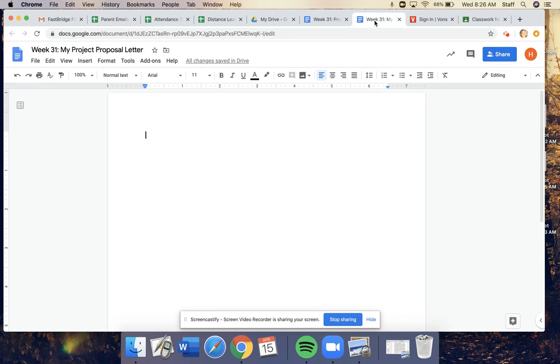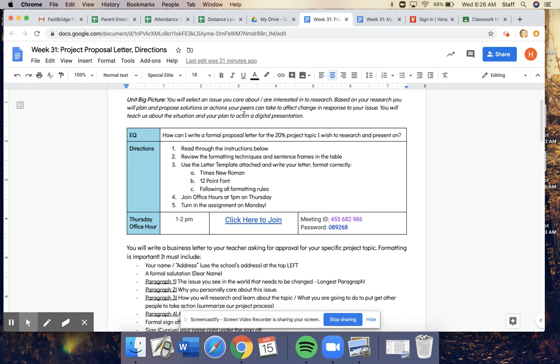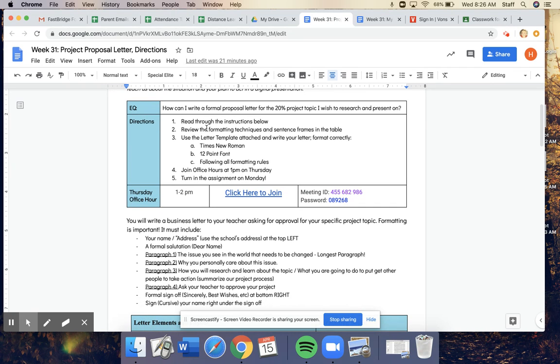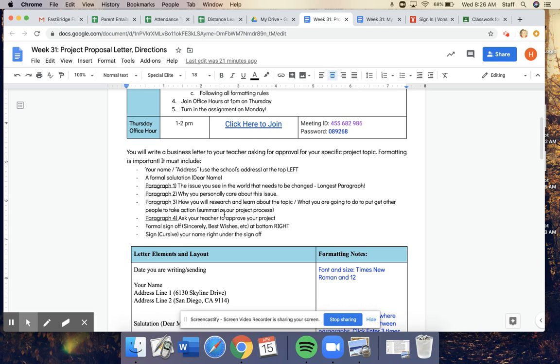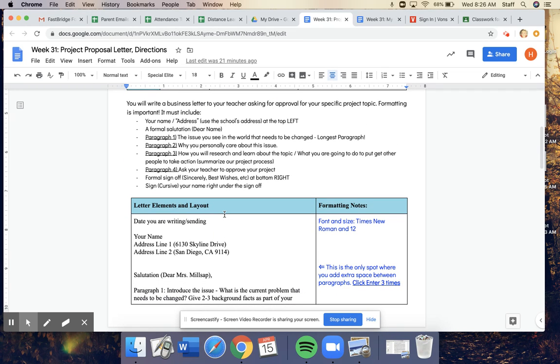So, what you'll do is read these directions. We are writing a formal proposal letter for our 20% project topic that you want to research and present on. You are basically writing a formal business letter asking for approval for your project. Your goal is really to practice that formatting yourself and learn about how do we write formal letters.